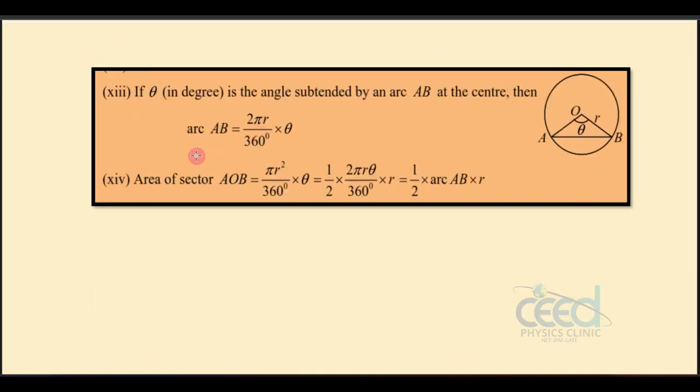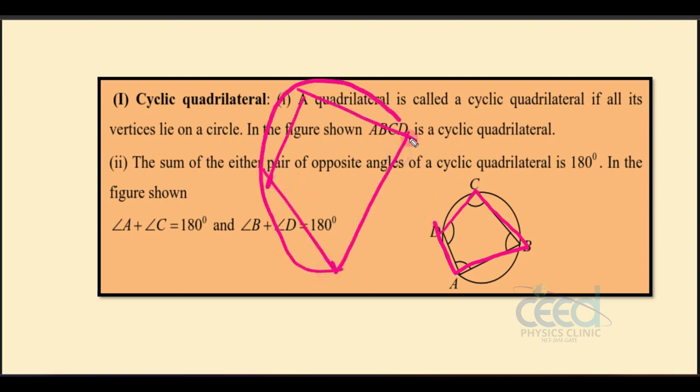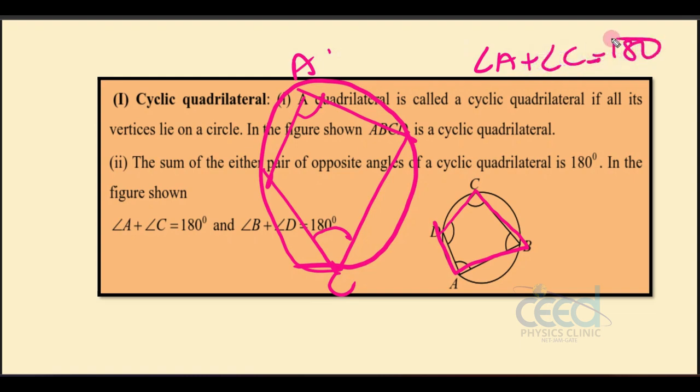Now regarding the cyclic quadrilateral. Suppose you draw a quadrilateral and draw a circle enclosing it. Then for a cyclic quadrilateral, opposite angles are supplementary. Suppose this is angle A and this is angle C, angle A plus angle C is equal to what? 180 degrees, supplementary. Now this is B and this is D, angle B plus angle D is also 180. In a cyclic quadrilateral, opposite angles are supplementary.